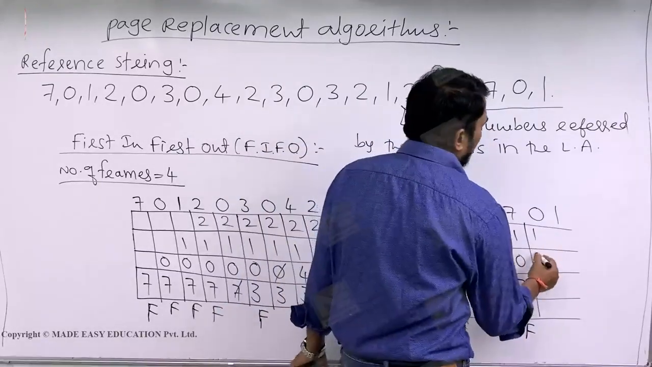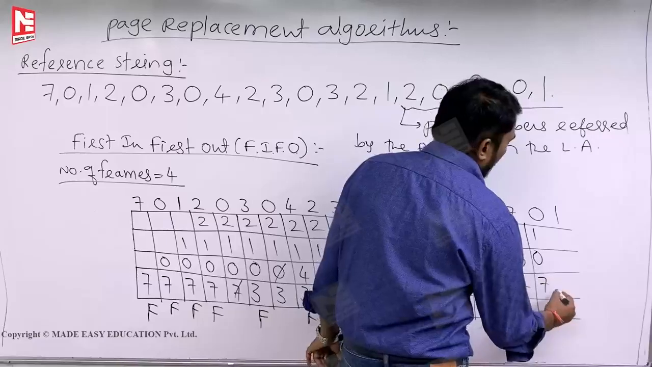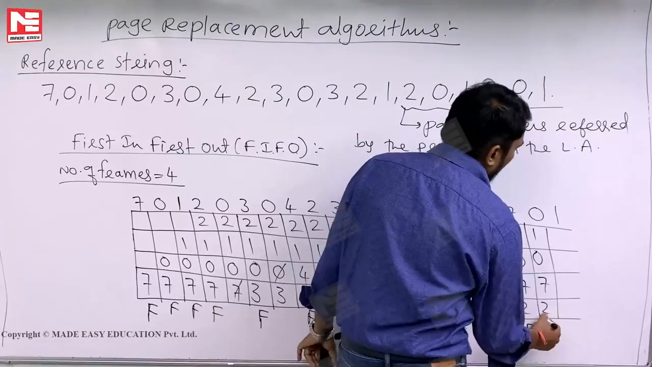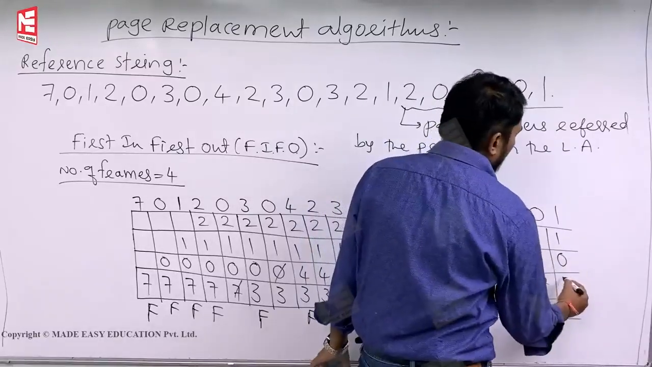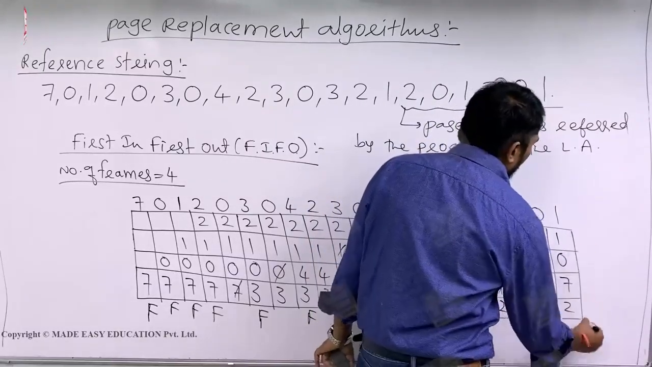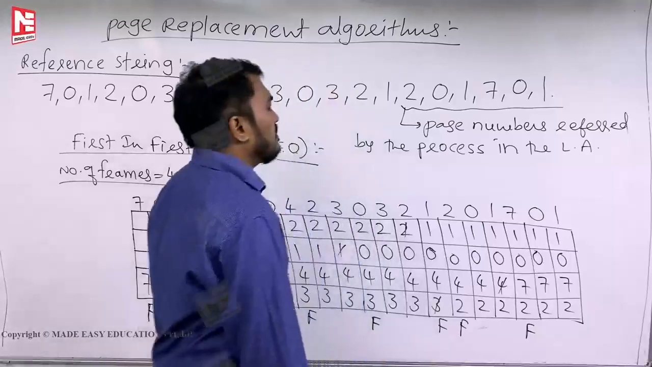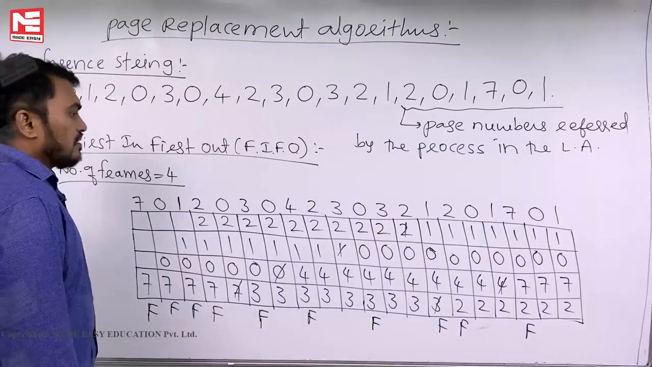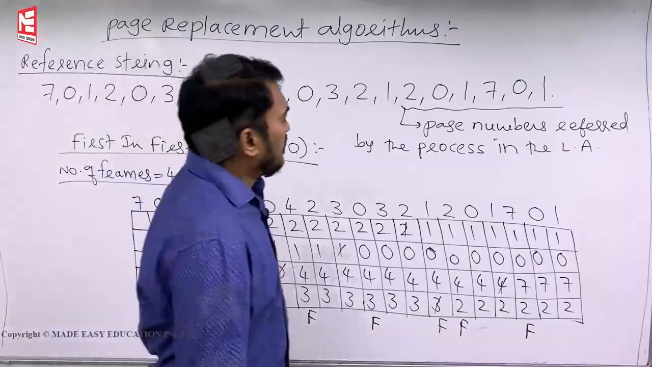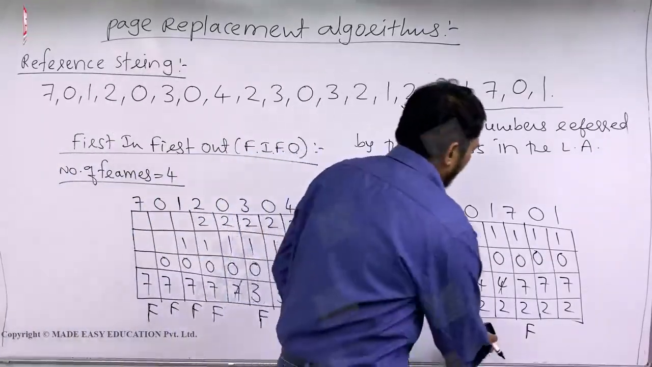And next, what comes after that? 0. Is 0 available? Yes, 0 is available. So copy as it is, no page fault. And next is 1. Is 1 available? Yes, 1 is available. So copy as it is, no page fault. Okay, fine. So this is how you solve the problem, right?